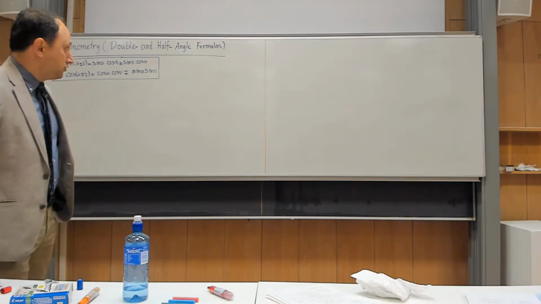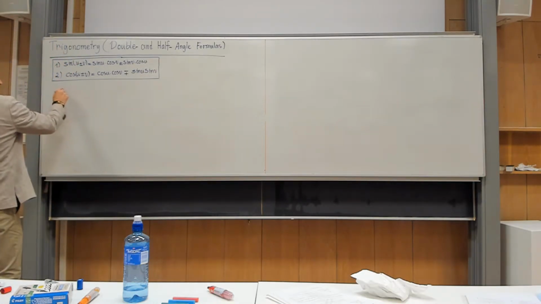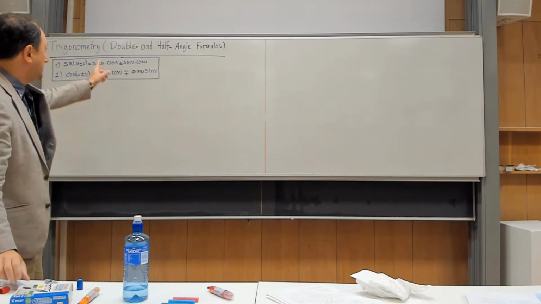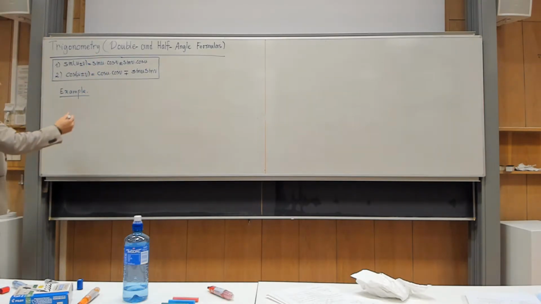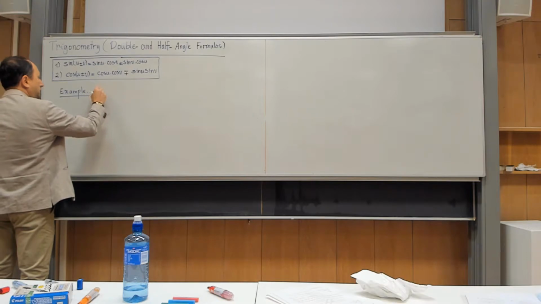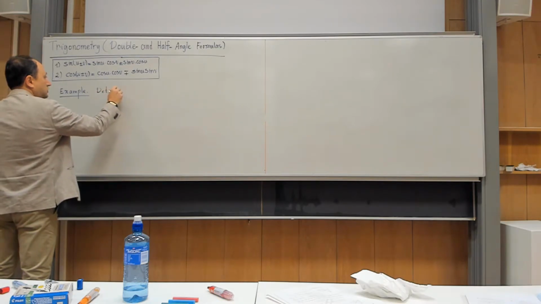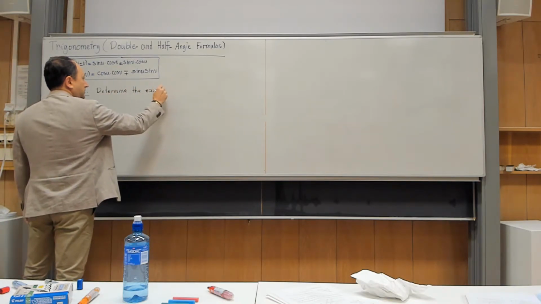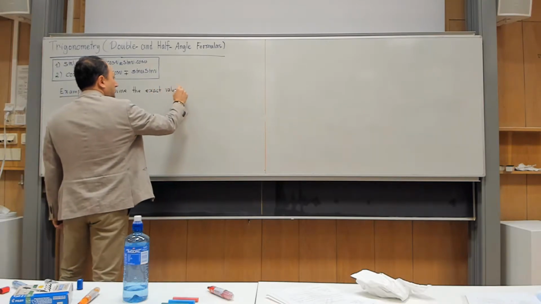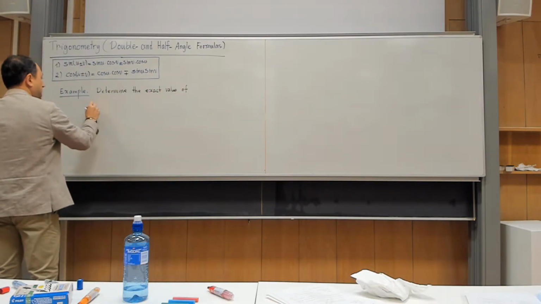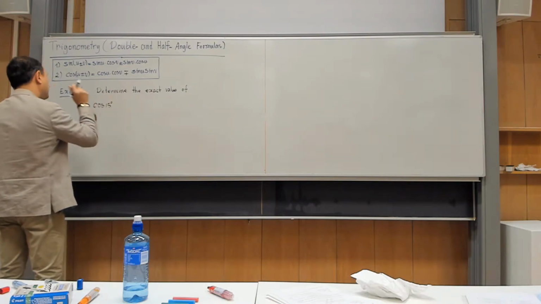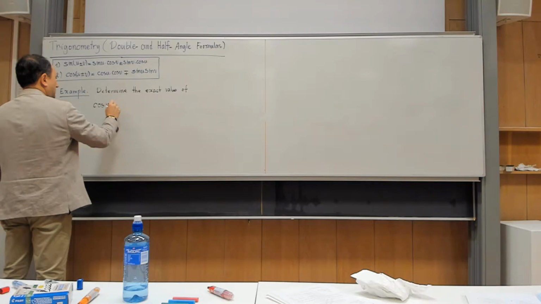So, for example, let me give you an example. I haven't started the new discussion yet. I'm just refreshing your memory by giving you some examples. So, determine, of course, without the use of a calculator, the exact value of cosine 15 degrees multiplied by cosine.